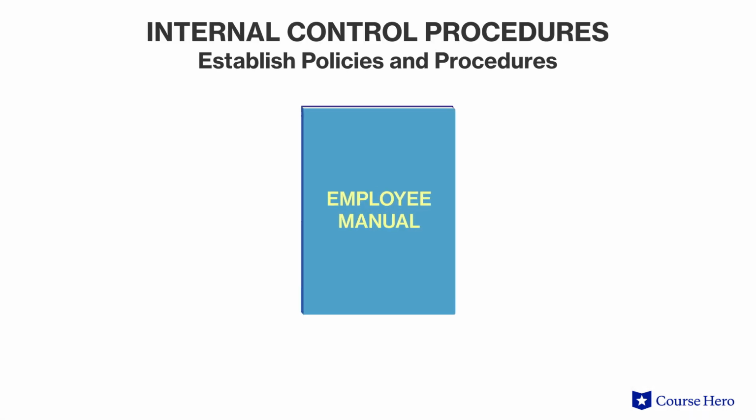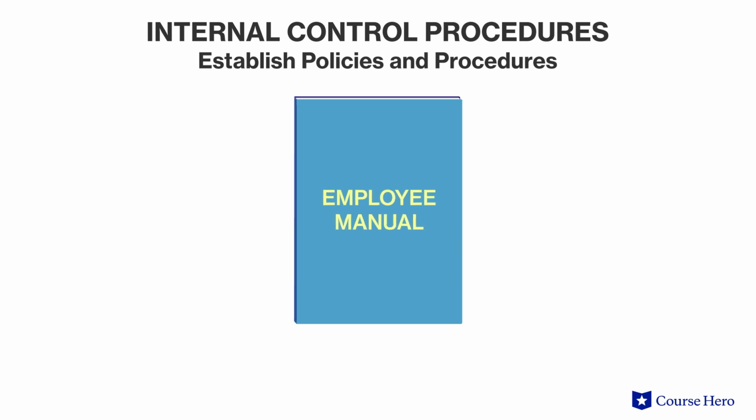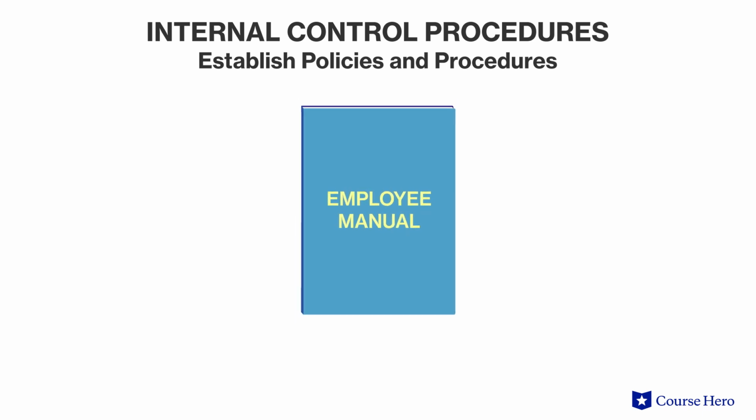Procedure number 5, establish policies and procedures. In this step, we focus on setting up policies that apply to everyone consistently. This may include writing employee manuals, requiring certain trainings, or making it mandatory for employees to take vacation time.